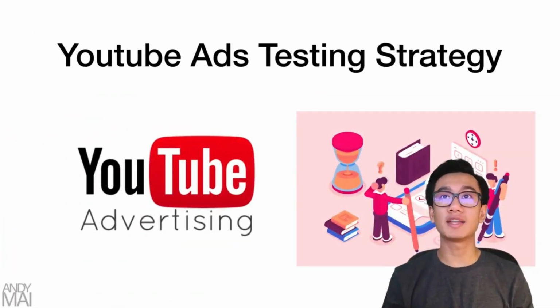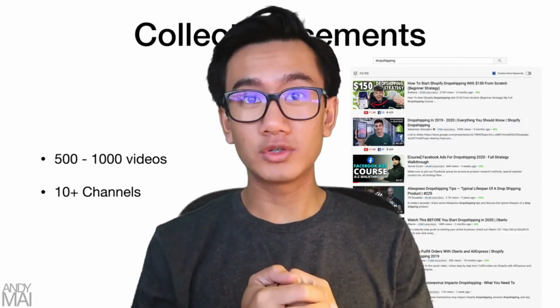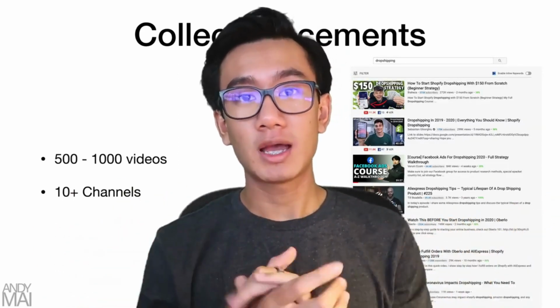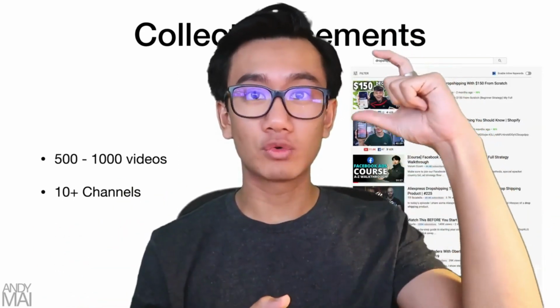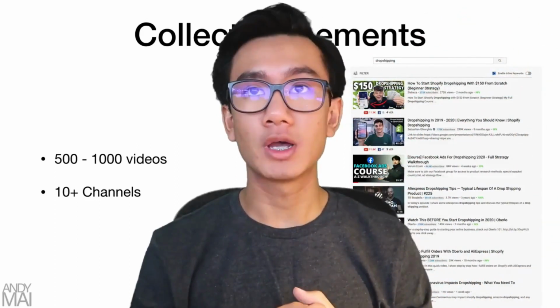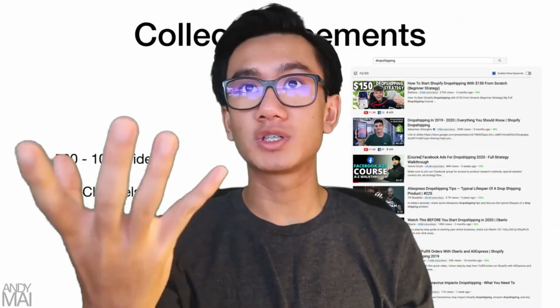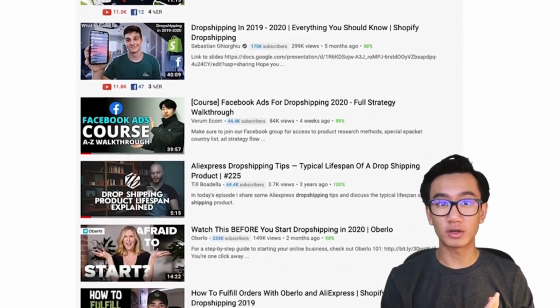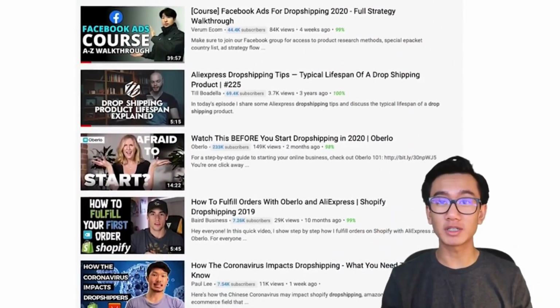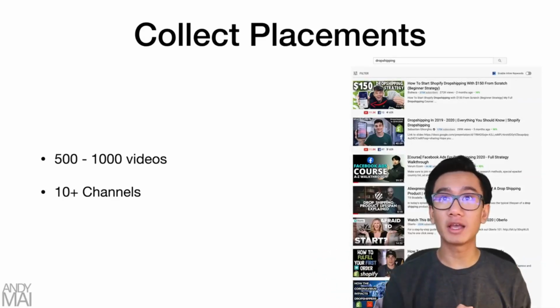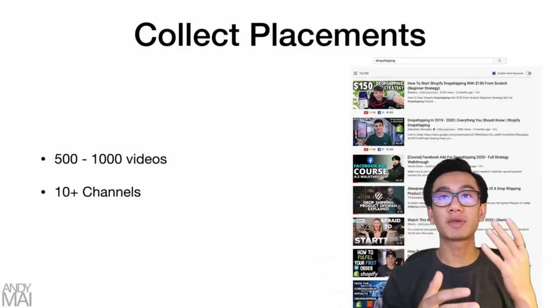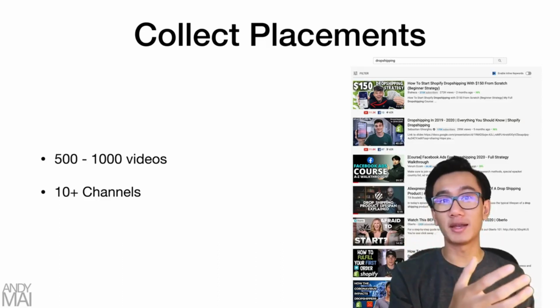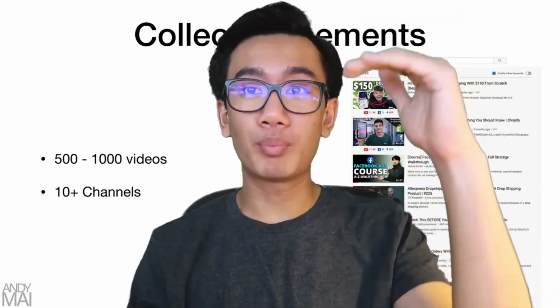So, YouTube ads testing strategy. What you're going to do is start by collecting placements. Now there are two types of placements: actual YouTube videos and YouTube channels. So you just want to search dropshipping and there'll be hundreds and hundreds of dropshipping videos if you're advertising in the dropshipping niche. And if you're advertising products within the cat niche, you can search up cats, cat training, cat bed, cat food, and there's a bunch of videos.